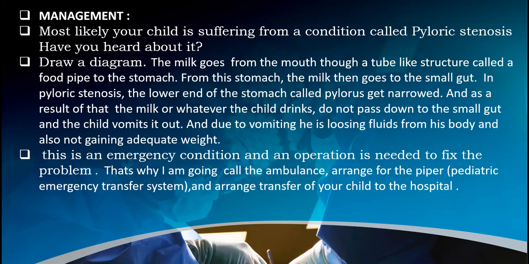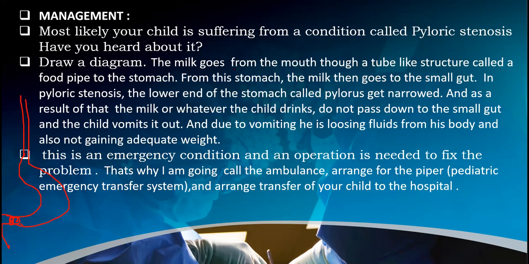Now, when you get it, then you manage. So in the management, you will say, most likely from the history and physical examination, your child is having a condition called pyloric stenosis. Do you know what it is? No, doctor. Well, let me draw a picture. So you will draw the picture from the food pipe, then the stomach, and then the pylorus.